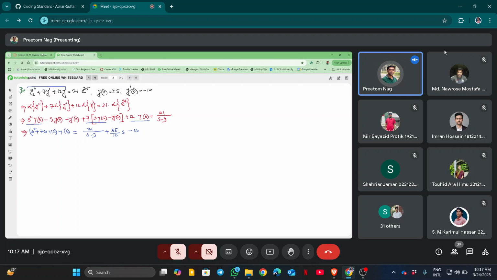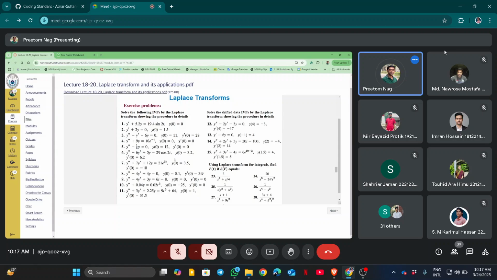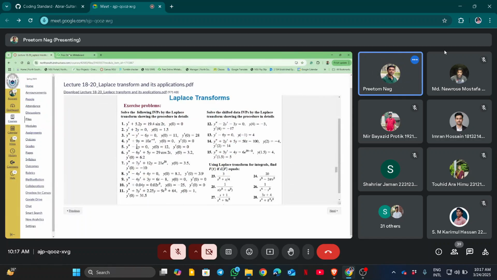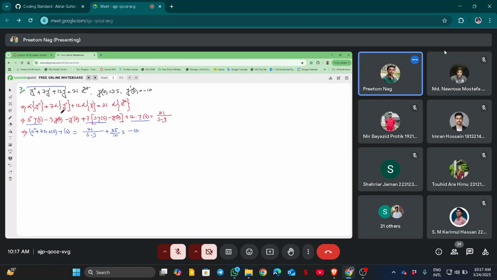So s y0, I'm going to question everything. Yes, it's 3.5 minus 10. Okay, we have another term, minus 7 y0, that is 7 into 35 by 10, like this.